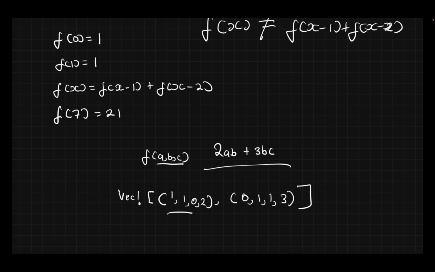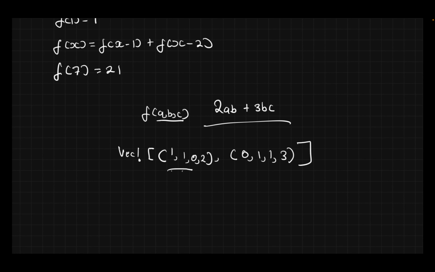Now, if the variable's value is 1, that means that variable is on. But if the value is 0, that means it's off. So 1 1 0 is saying that a is on, b is on, but there's no c, and the coefficient is 2. So it's doing 2ab. Then this one is a is not on, b is on, c is on. It's sparse. So it's 3bc, right? So this is one potential representation of it.